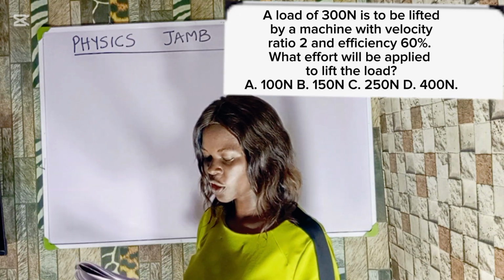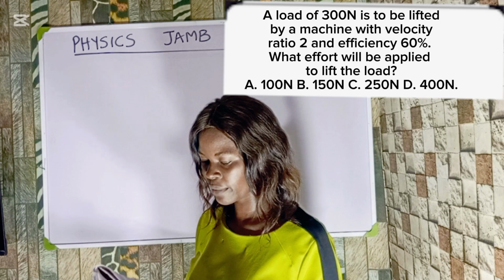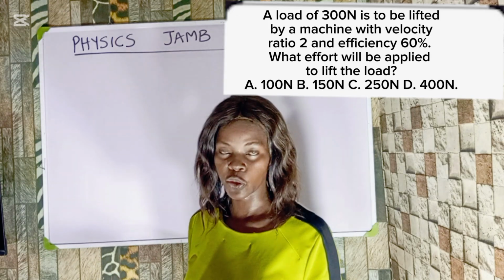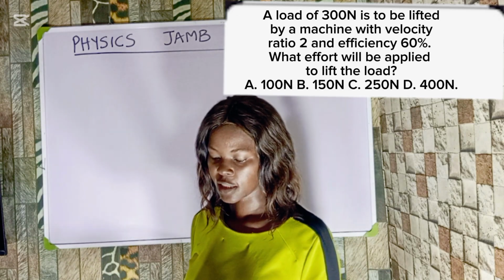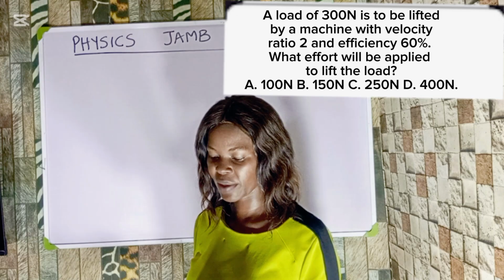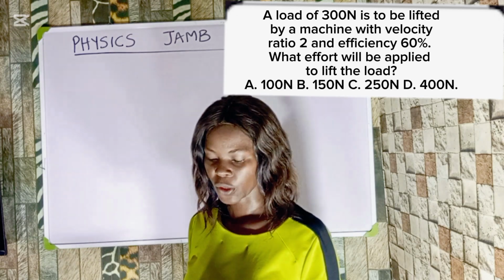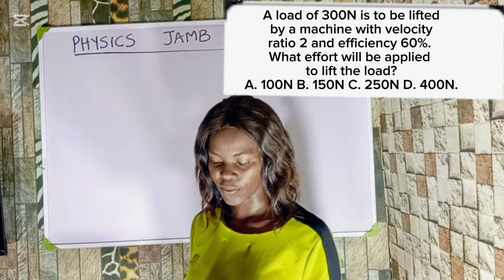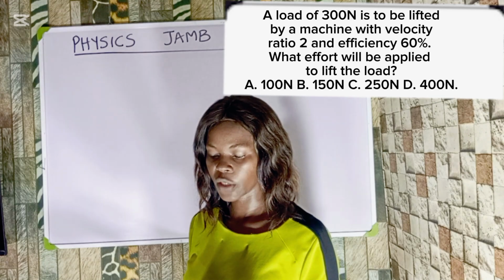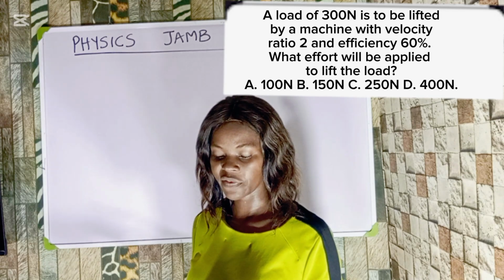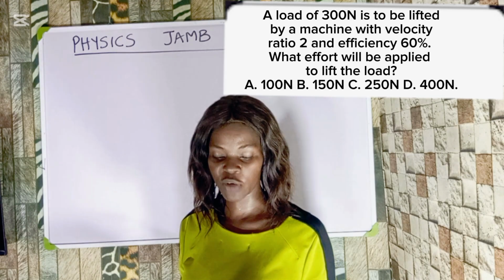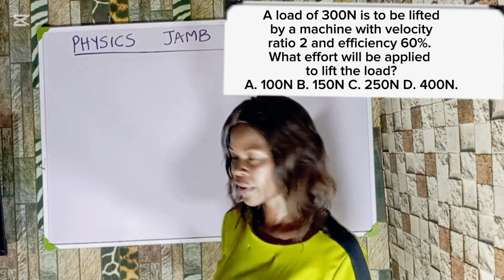A load of 300 Newton is to be lifted by a machine with velocity ratio 2 and efficiency 60%. What effort will be applied to lift the load? Option A is 100 Newton, option B is 150 Newton, option C is 250 Newton, and option D is 400 Newton. So let's simply see what we can do.